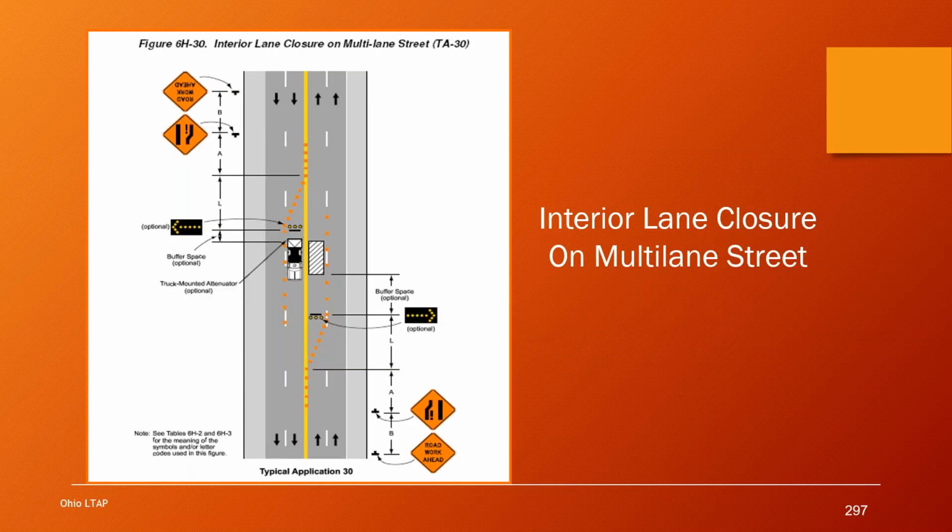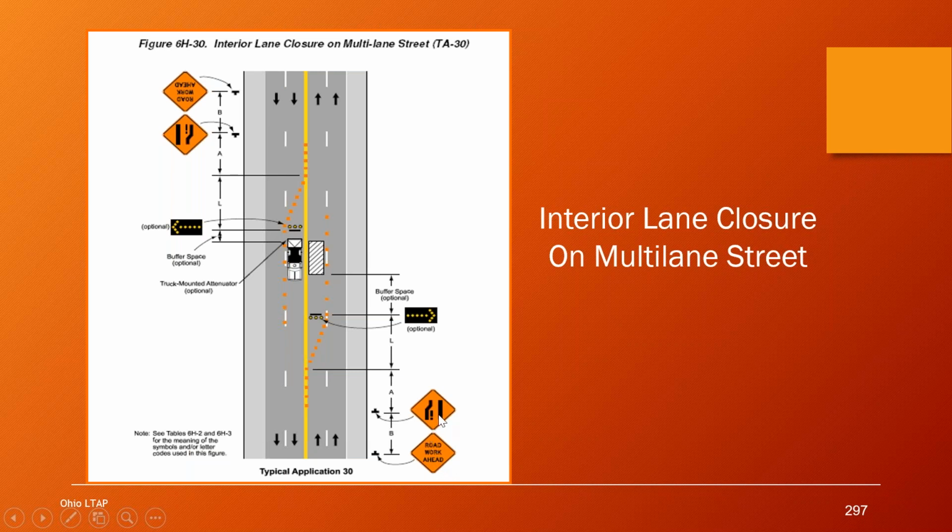For the multi-lane roadways, the typical applications begin at number 30. So here is number 30, and it's showing us the interior lane closure on a multi-lane street. On this 4-lane roadway, they're closing both middle lanes, the northbound left and southbound left. You can also use this to help you figure out how to close just one of either the northbound or southbound left lanes. So you've got your advanced warning area with the road work ahead.